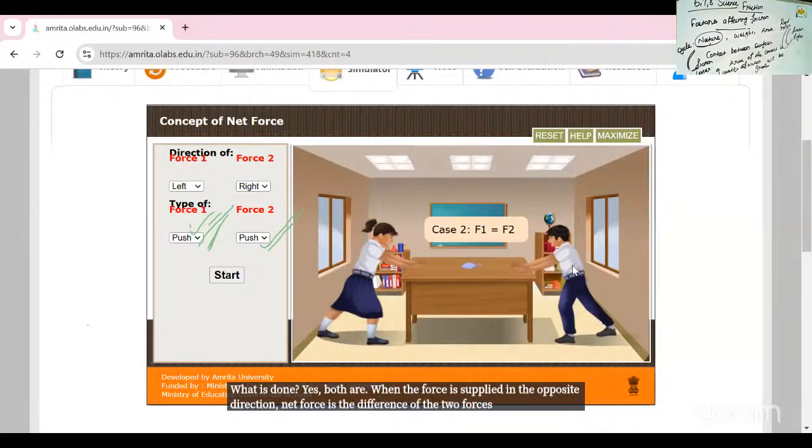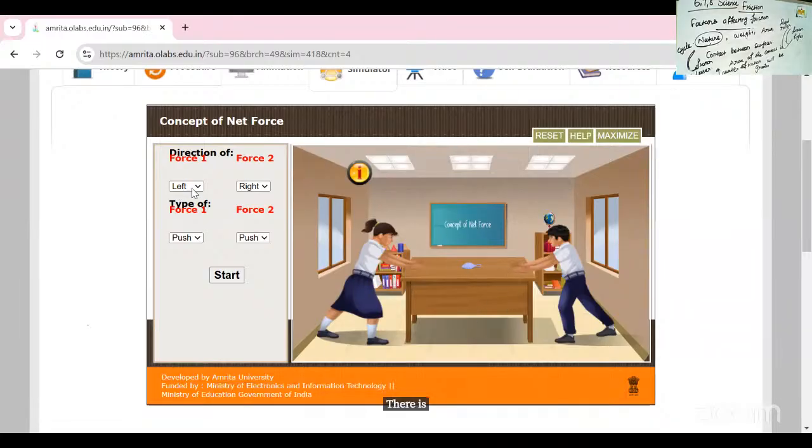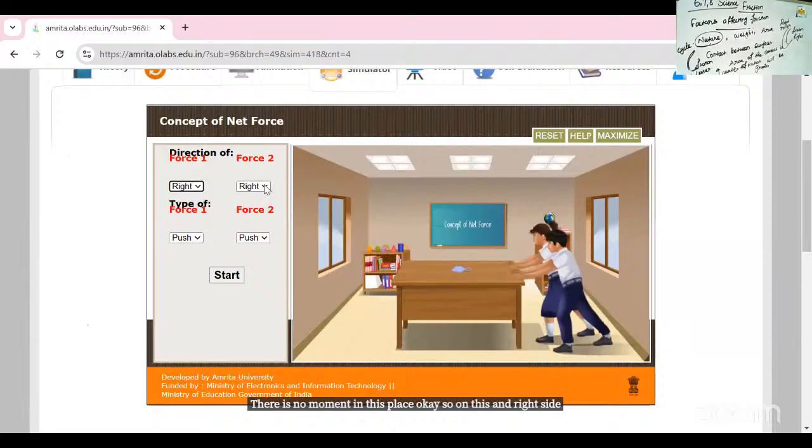Is the boy's force higher or the girl's force higher? Both are equal. When the forces are applied in the opposite direction with equal magnitudes, the net force is zero. There is no movement in this case. Okay. So one is on the right side, another one is on the left side.